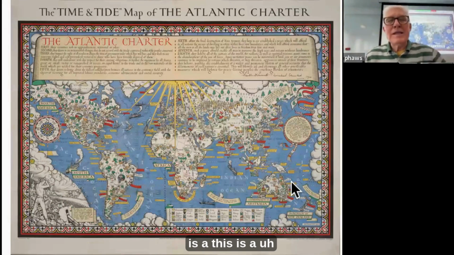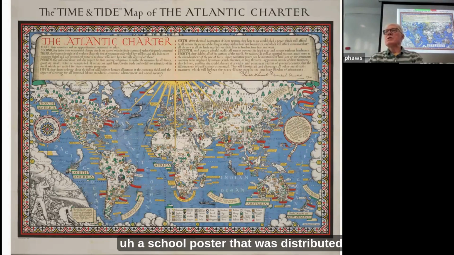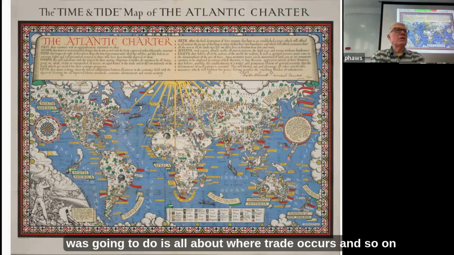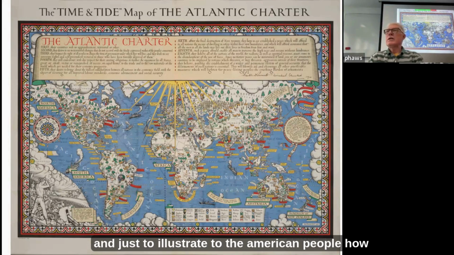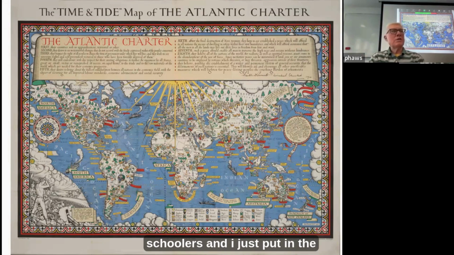This is a school poster that was distributed to American schools during the war to promote the Atlantic Charter and what it was going to do. It was all about where trade occurs and so on, and just to illustrate to the American people how important globalism is, how important internationalism, and to start with grade schoolers. And I just put it in.